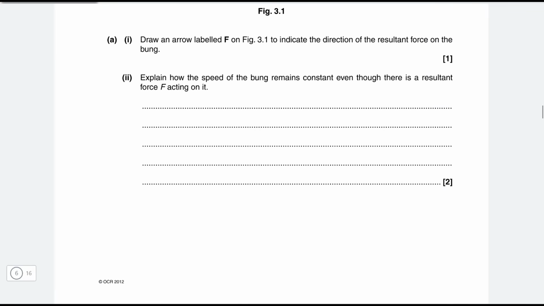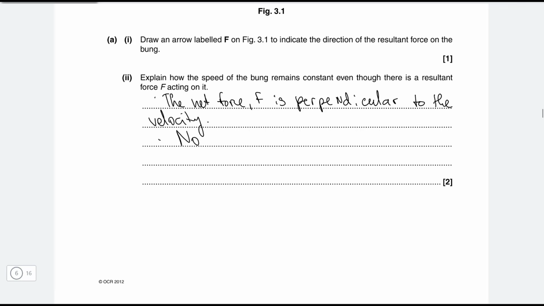So how are we going to answer this? We can just say that the resultant force, so let's call it the net force, F is perpendicular to the velocity, so there won't be any work done. It's perpendicular to the velocity and no work is done by the force.